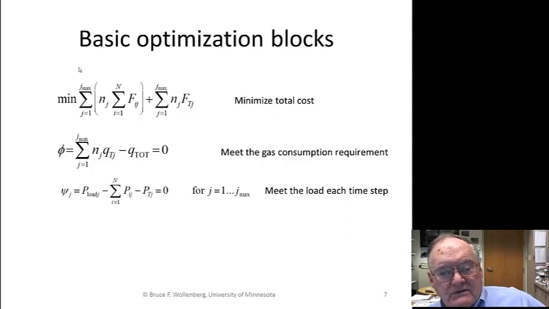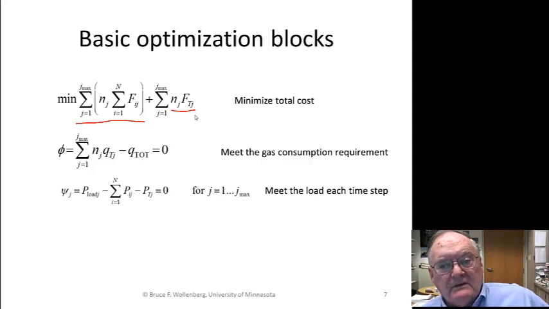So my optimization says I'm going to minimize, for all of the non-take-or-pay units, from 1 to j max, the number of hours n times F, which is the dollars per hour. So I've scheduled each generating unit, multiplied it by n, and I add over all those generators, and then I do that finally for the take-or-pay unit.